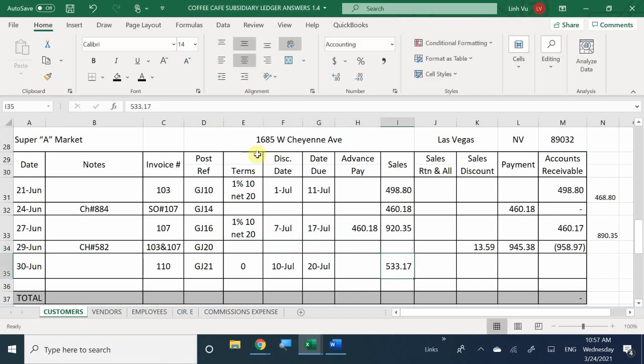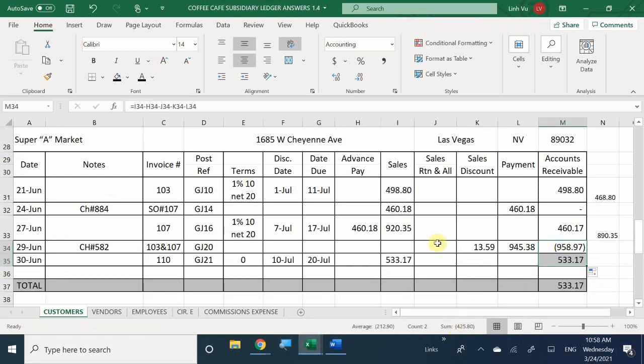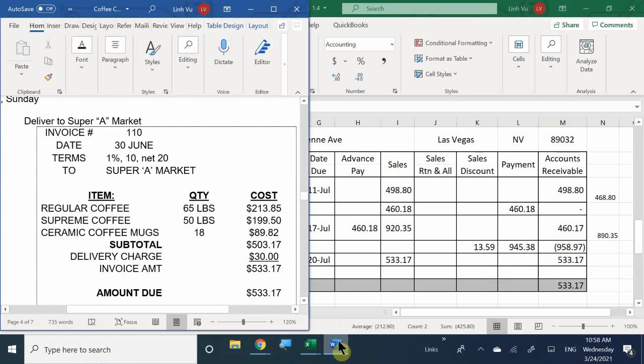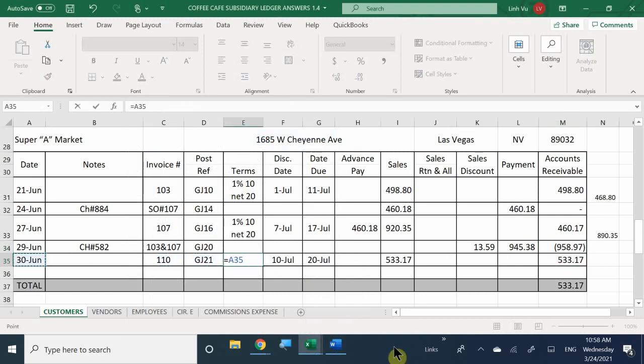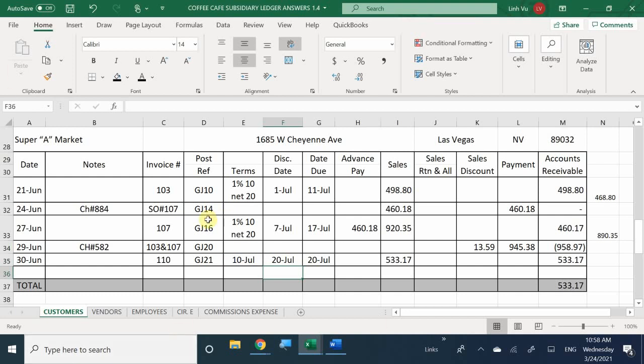Okay, there you go. And because we didn't make any payments or anything to this, therefore now Mr. Super A Market owes us $533.17. At first, he paid off all what he owes. Now he owes us an additional 533.17. Okay. So there we go.